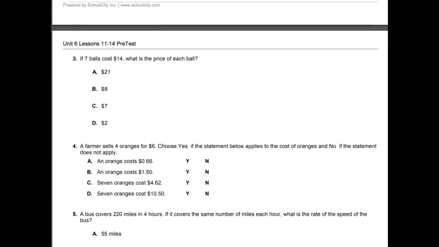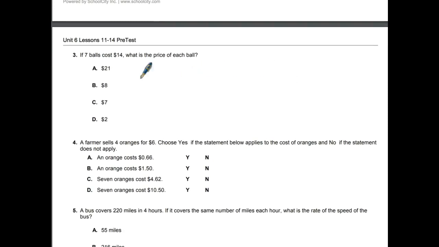Okay, we're going to scroll on down to the third one. So for this item, if 7 balls cost $14, what is the price of each ball? So you're going to write down your ratio, 7 to 14. Okay, and label. This is going to be the balls. This is going to be the money. And if 7 balls cost $14, what is the price of each ball? You want to find unit rate.